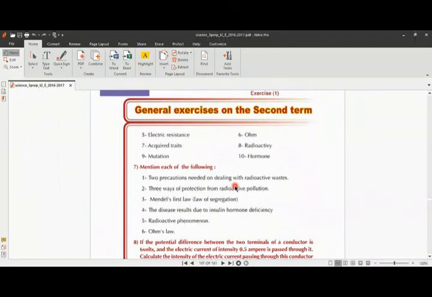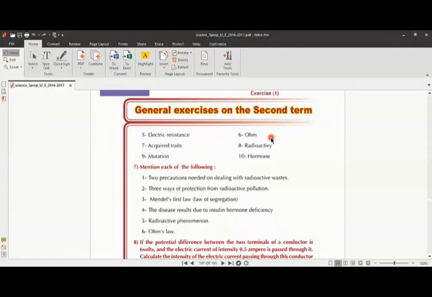Then we have the electric resistance of a conductor. Of course, it will be the ratio between the potential difference across the two ends of a conductor and the current intensity passing through it. Okay. Then we have ohm. Ohm, it is a resistance that allows an electric current of 1 ampere when the potential difference equals 1 volt. Okay, if you remember, ohm equals V over I.